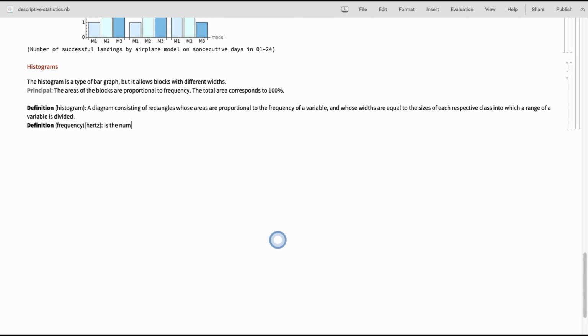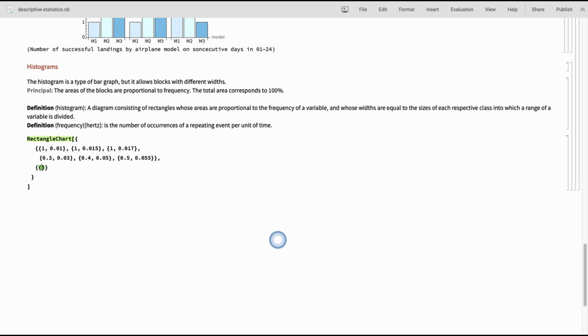I'm thinking about a definition of frequency in the context of hertz, for example. Okay, so frequency is the number of occurrences of a repeating event per unit of time. Very straightforward. All right, so let's look at some code. Okay, so the syntax for this code stack rectangle chart is quite similar to the bar graph above. We're going to start by spelling out the respective fields. And these are slightly different from those given in Section 1, Module 1. So let's bear that in mind.